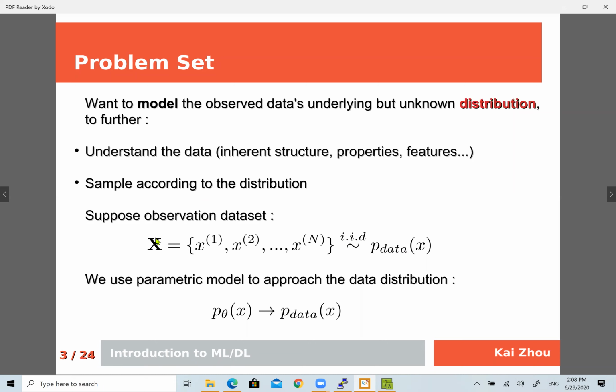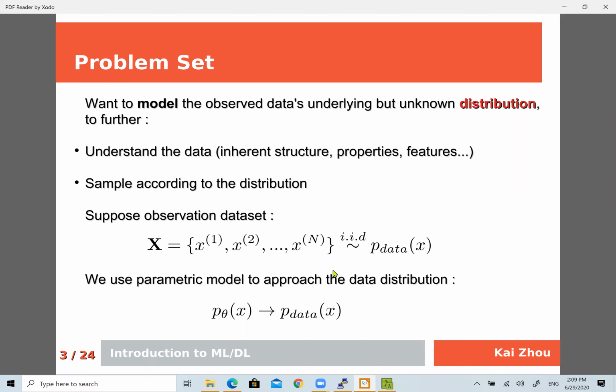So we assume our training data set fulfills such IID properties according to a data distribution function. And we want to use some model, which includes some parameters. So this is a parametric model to approach this data distribution function. You want to tune this model parameter theta to let your model capture this underlying data distribution, right? This is our problem set for a very general generative model.